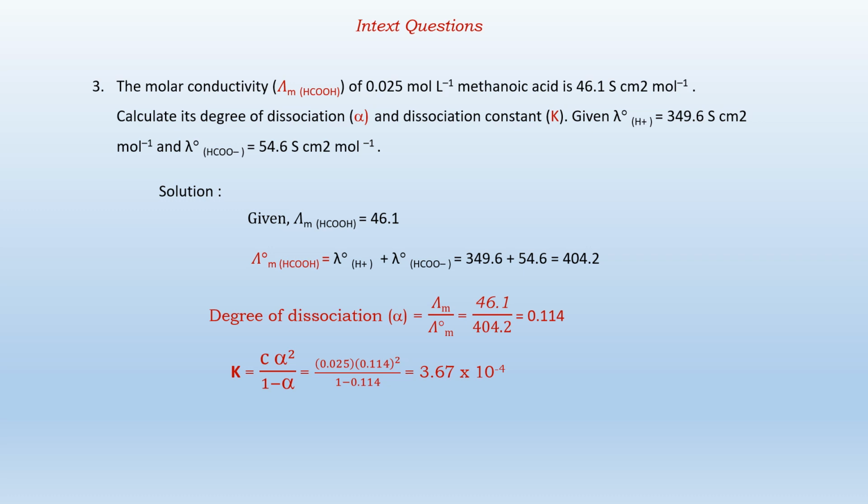From the degree of dissociation, you can calculate the dissociation constant, because we know the formula K is equal to C into alpha square divided by 1 minus alpha. They have given the limiting molar conductivity of the individual ions. Substitute the values, you will get the limiting molar conductivity of methanoic acid, and you can find the degree of dissociation by dividing the given molar conductivity by the limiting molar conductivity. Then substitute the values of C and alpha, you will get the resultant value.